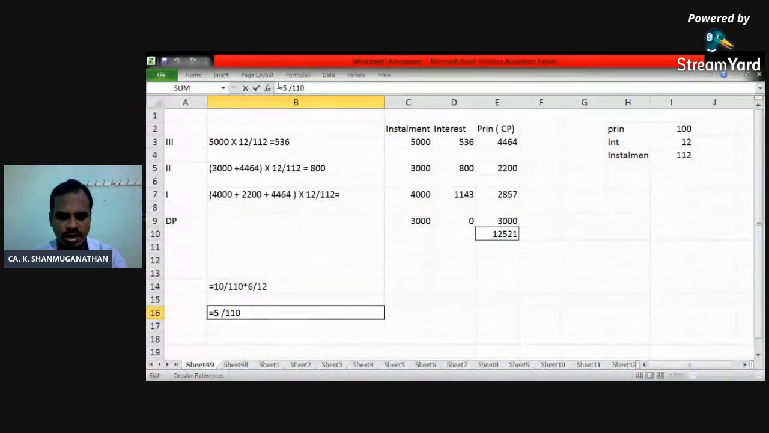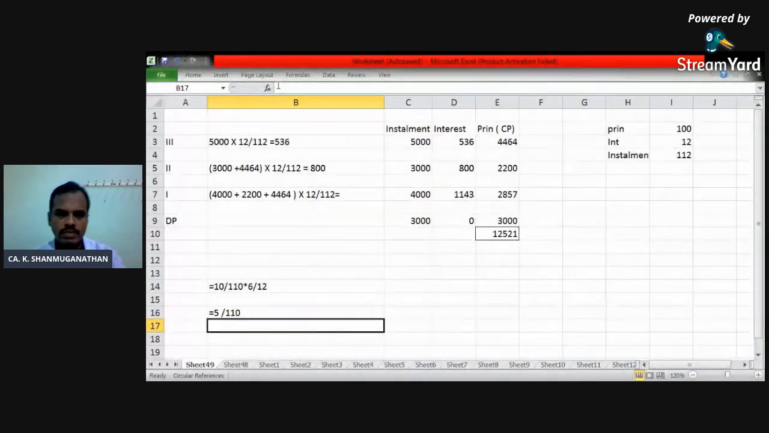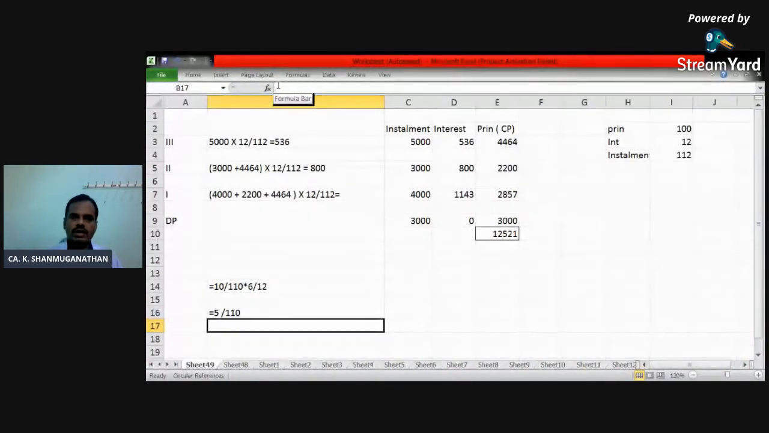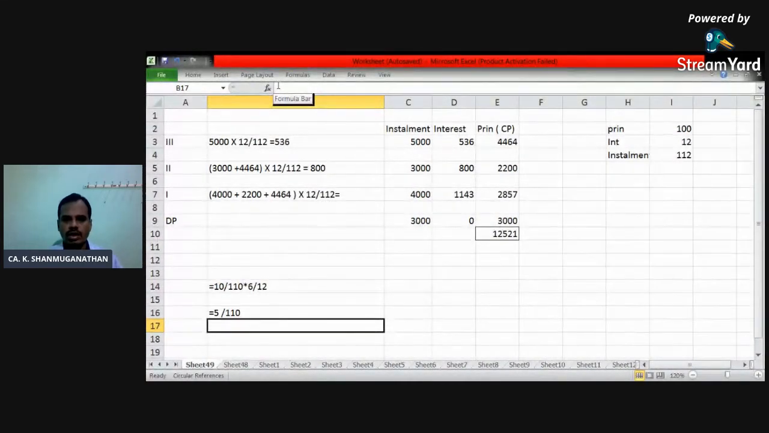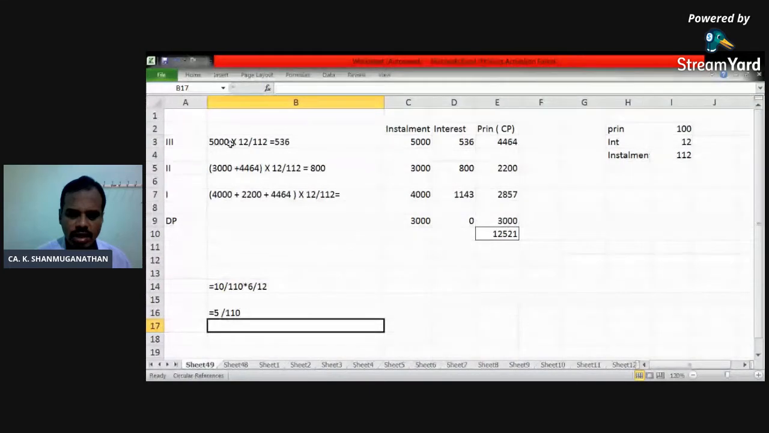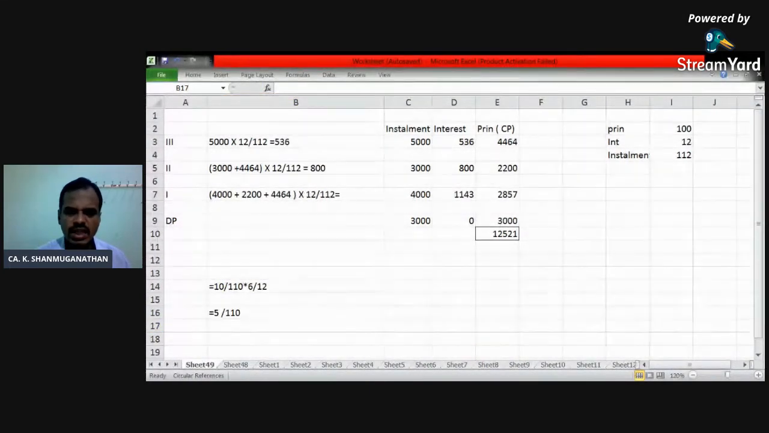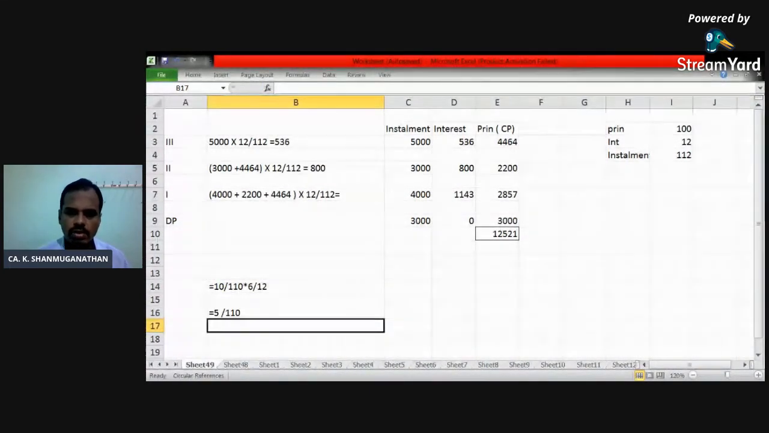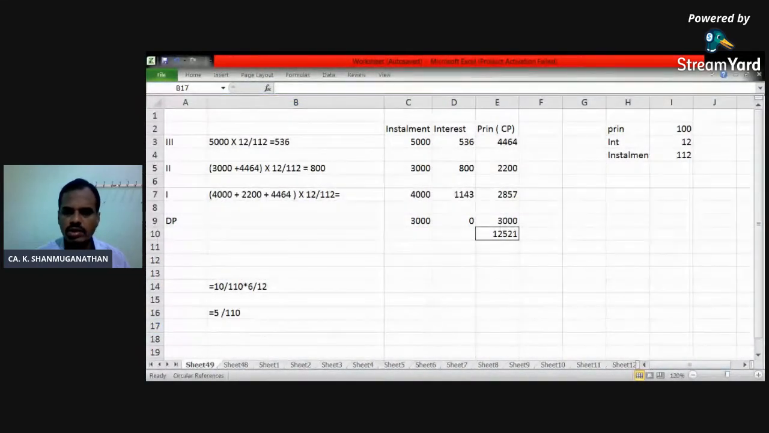Why am I saying it is wrong? In this computation, our numerator includes only 5, which means 6-month interest, but your installment denominator includes 1 year interest, which is not at all possible. If it is a 6-month installment, it can include only 6-month interest. In an installment payment system, there is no question of making future payment.